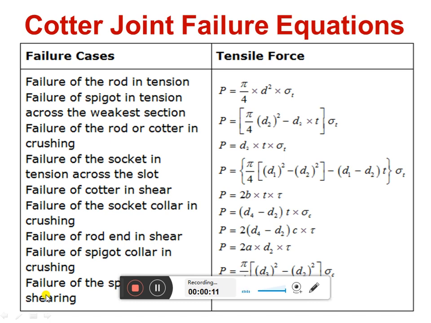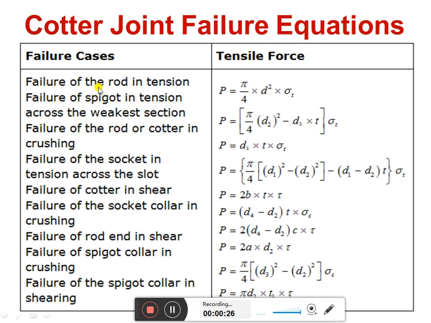So these are the formulas used for Cotter joint failure equations. What are the failures that occur in a Cotter joint? We discussed that in the previous session. The failures are mentioned here and the force equations are mentioned here. Using these equations we are going to find out the dimensions of the Cotter joint.